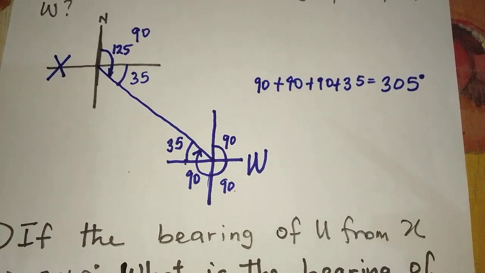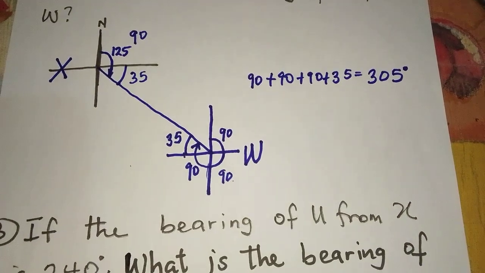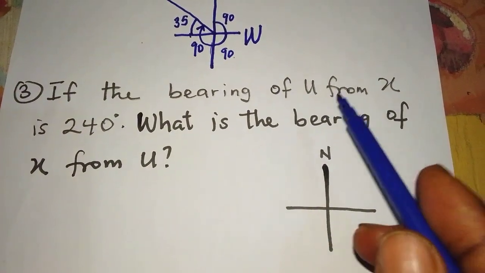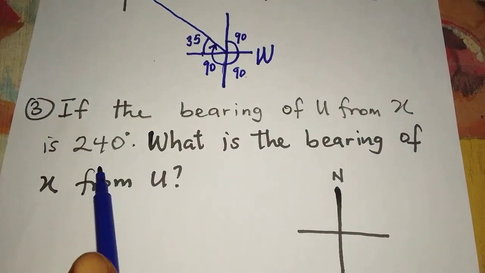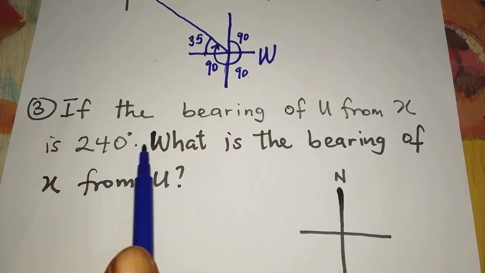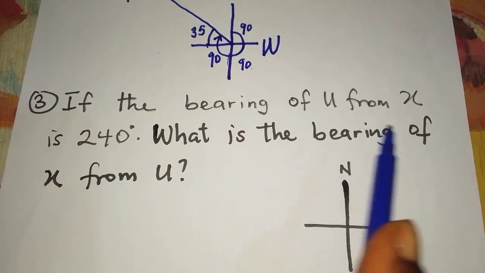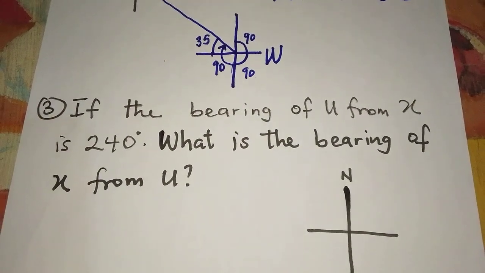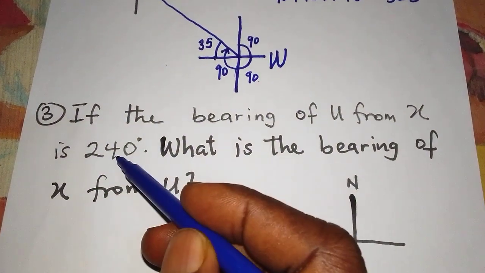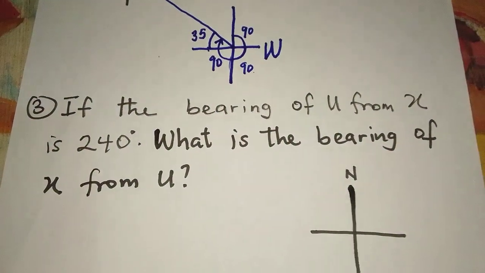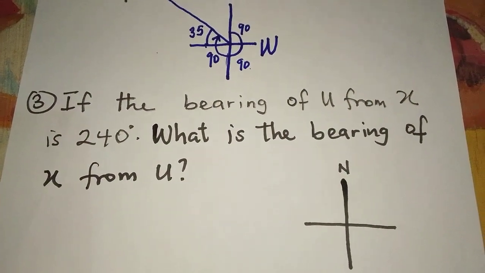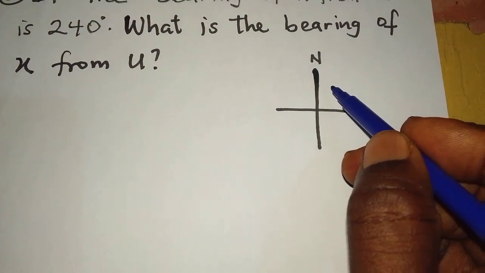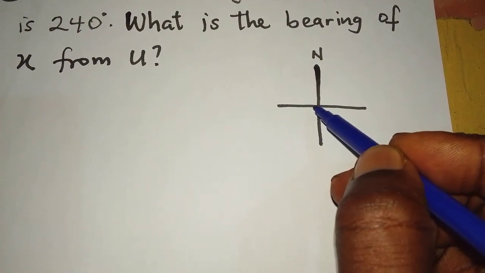305 degrees. Let's consider another example. If the bearing of U from X is 240 degrees, what is the bearing of X from U? So first of all, you determine which quadrant 240 is in. 240 is in the third quadrant. So the line, this 1, 2, 3, this is the third quadrant.